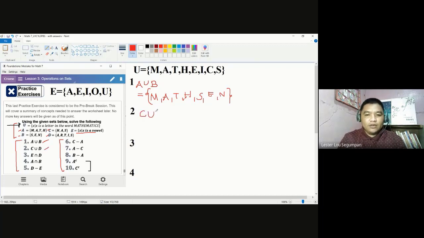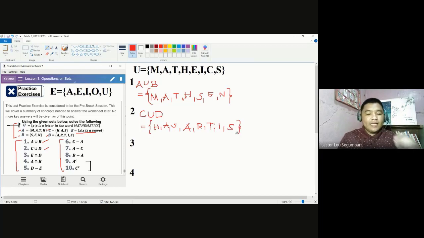C union D. Similar with number one, it uses the process or the operation of union. That would mean let us combine elements that can be found in C and D. That would mean I will be writing here the elements of C: C, H, A, S, and then together with set D: A, R, T, that's capital letter T, and then I, S, and then close it.